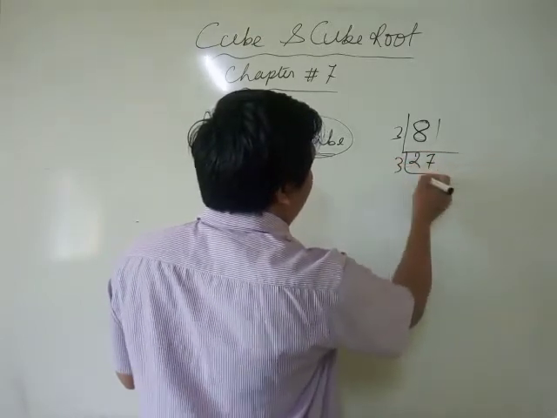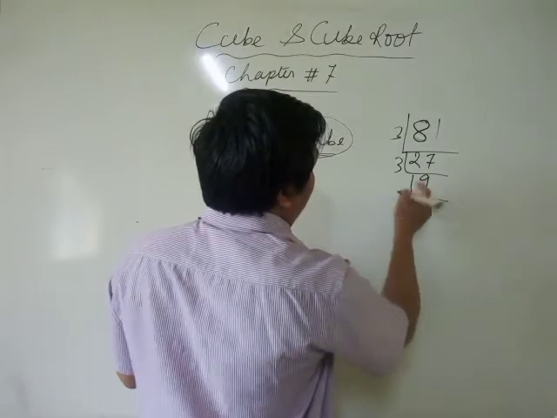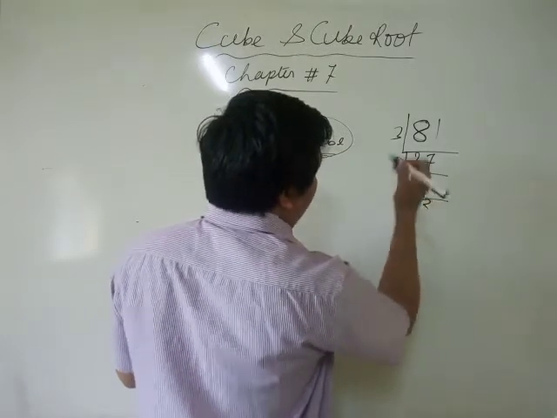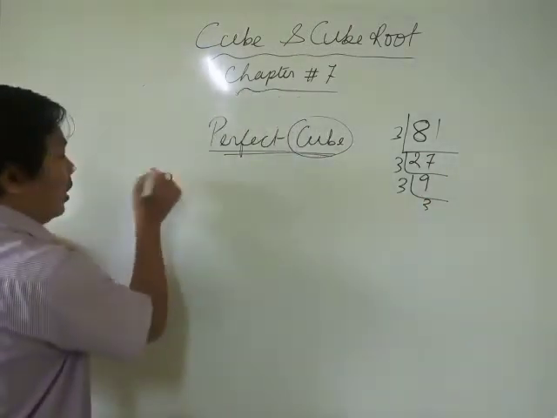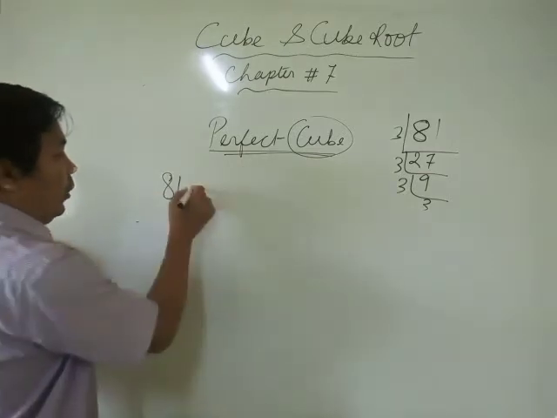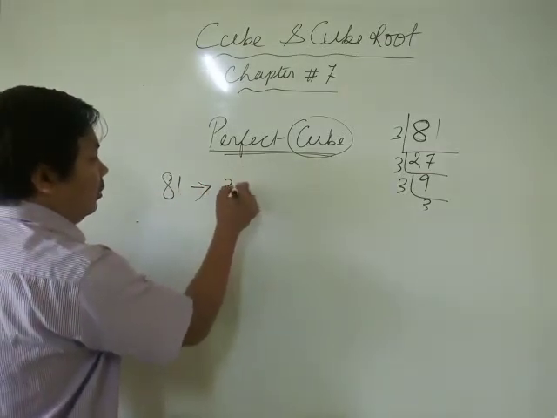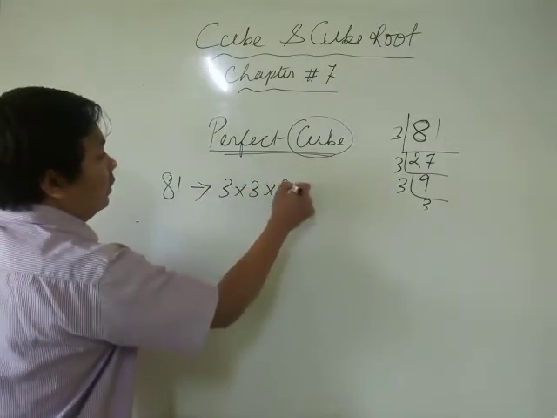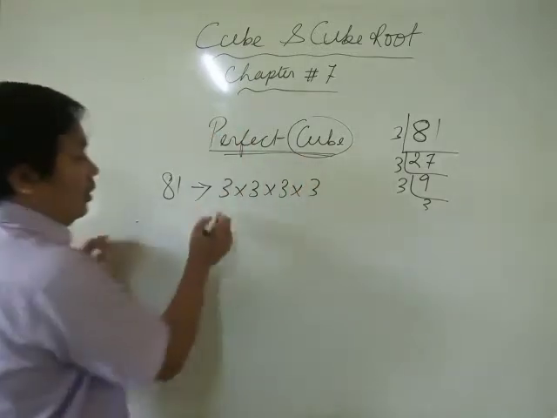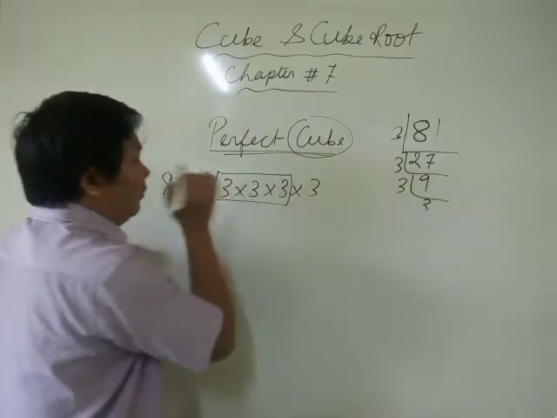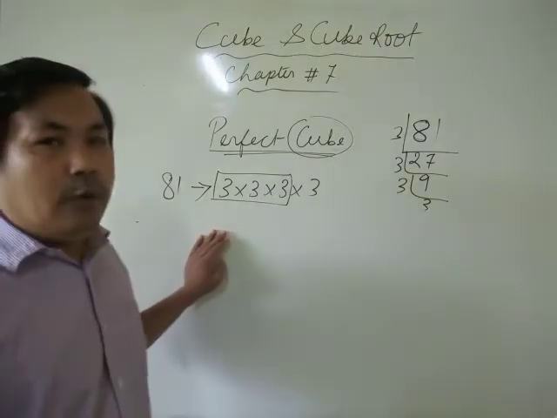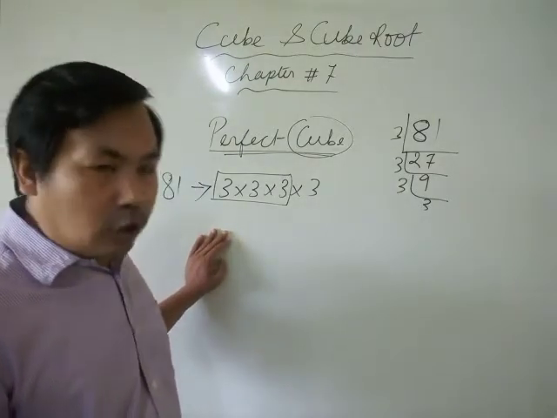1 here, 3, 9 here, 27 and 3, 3 here, 9. So 81 we can write as 3 into 3 into 3 into 3. Now you see here the first 3 prime factors, now we have to pair them in cubes, isn't it?